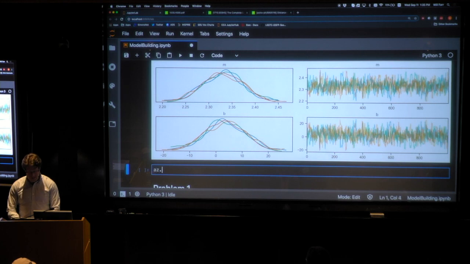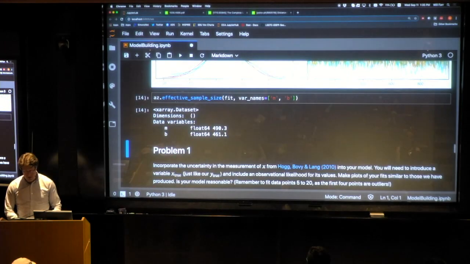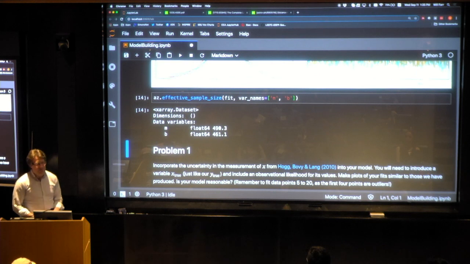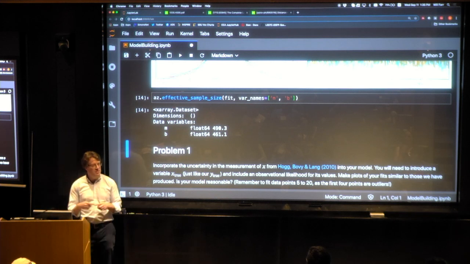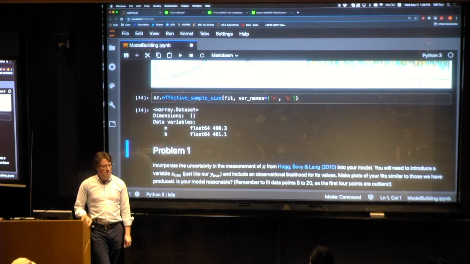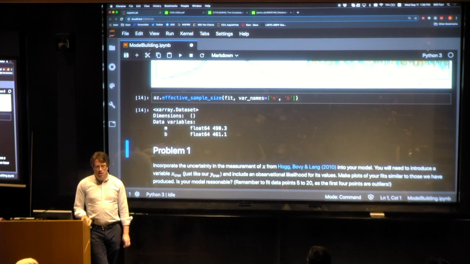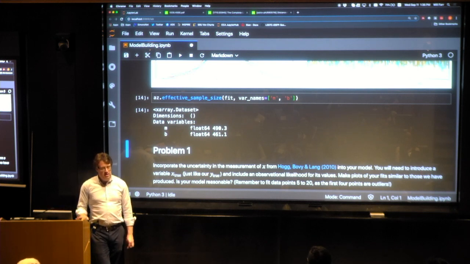I mean, we can check. So there's 490 effective samples in M and 460 effective samples in B out of 4,000 total. So the autocorrelation length is about 10. That's not bad. Okay, are there any questions at this point?